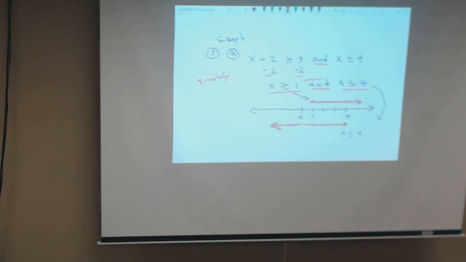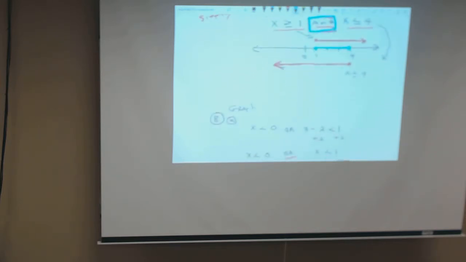And change colors for that. It says it has to meet both conditions. What points on this number line would meet both of these conditions? Everything from here to here. And shade that in. Everybody follow that? Everybody follow what we just did?